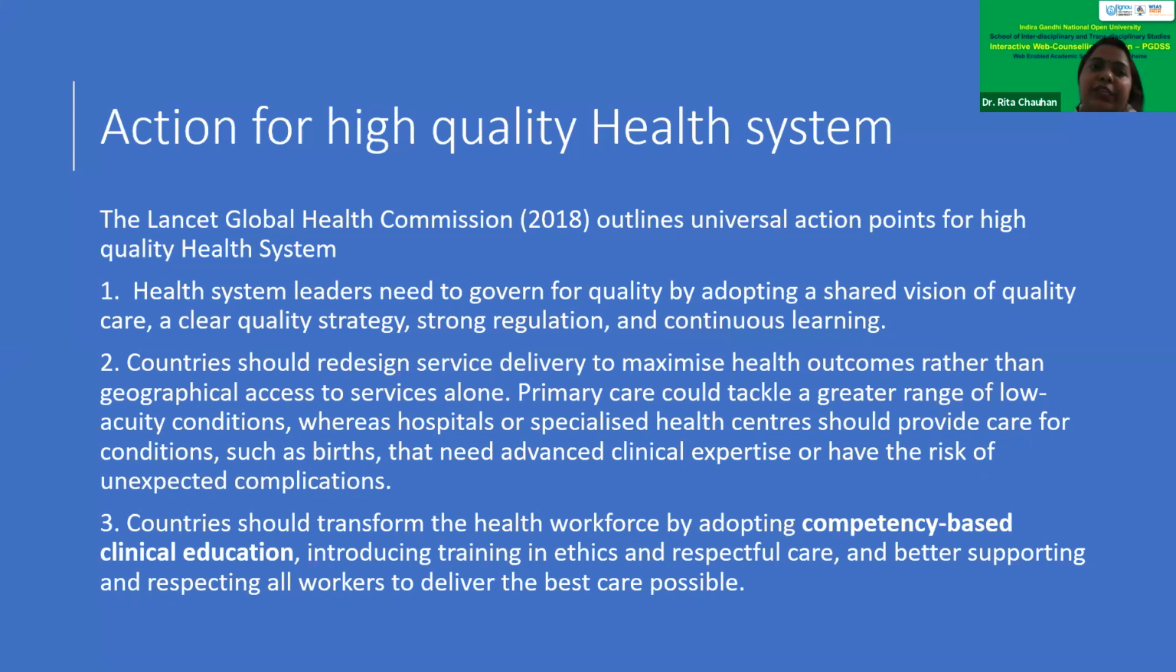So some of the action points for a high quality health system. This was a study published in the Lancet by the Global Health Commission, which outlines some of the universal action points for a high quality health system. We should have a shared vision of quality care, a clear quality strategy, strong regulation, and continuous learning. Only then can we have good governance for total health management, for a high quality health system.